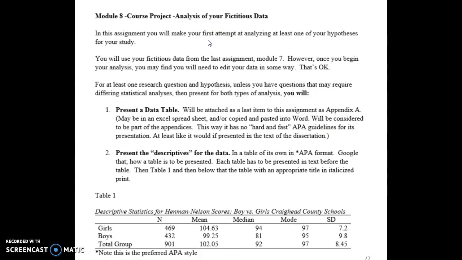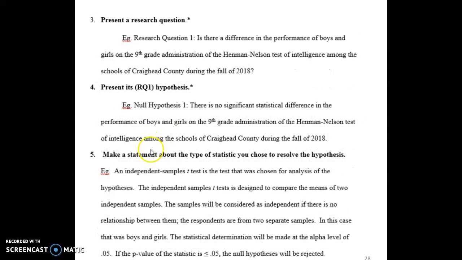Here, you can find this in the module. I'm going to give you an example sheet. These are the instructions with exemplars. In this assignment, you will make your first attempt at analyzing at least one of your hypotheses for your study. You will use fictitious data from your last assignment, and if you find out as you're running through this, you may have to modify your fictitious data. That's okay. We don't mind, because this is kind of a dress rehearsal. You're getting ready. For at least one research question hypothesis, you're going to present a data table and present the descriptive statistics.